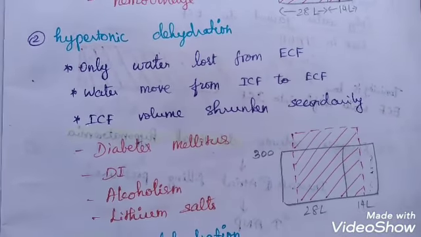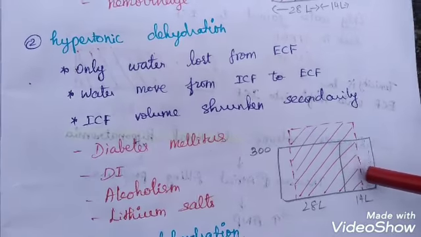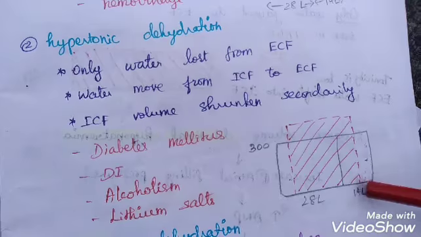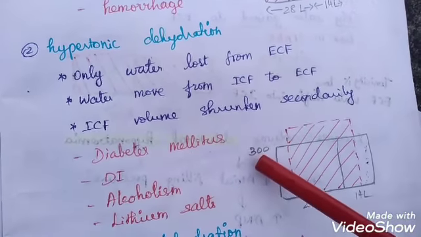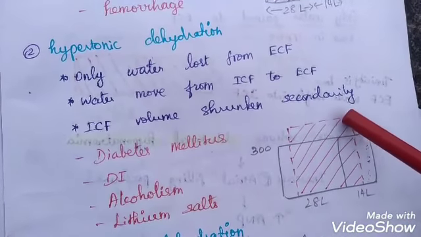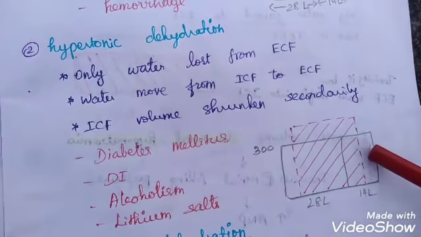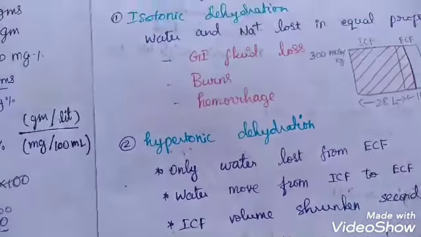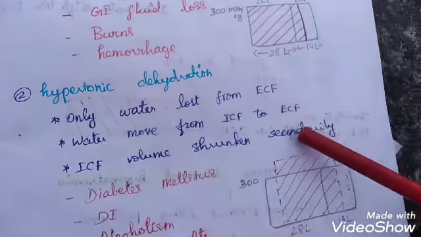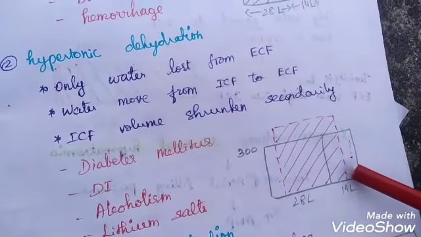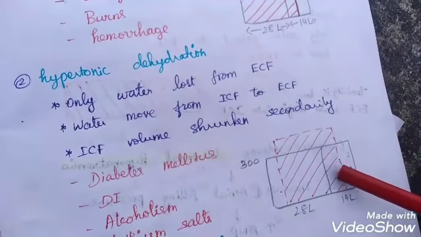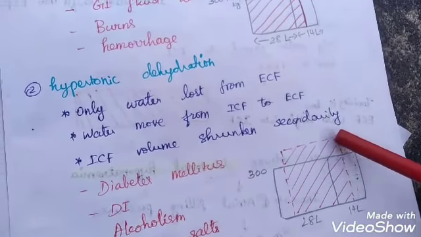Let's see about hypertonic dehydration. In this picture you can see this is the ICF compartment and ECF compartment, and the normal tonicity is 300 milliosmol per kilogram, but here the tonicity is high, right? What happens? Only water is lost from ECF. Here water and sodium were lost in equal proportion, but here only water is lost. So water is lost and sodium is high, so the tonicity is high, right?